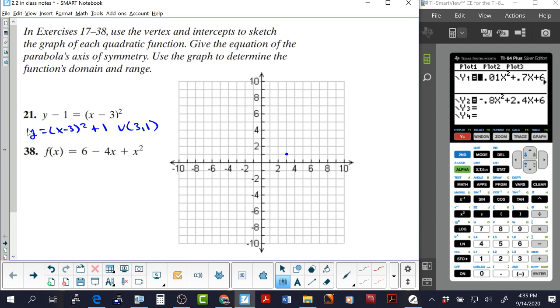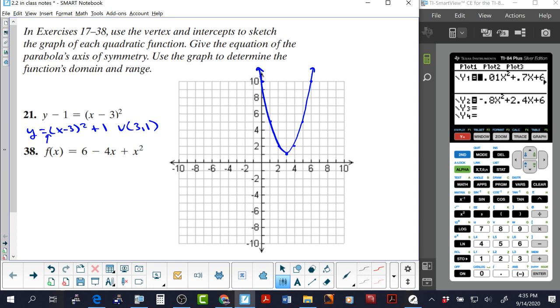To sketch the graph, well, the a, what's in front here, is 1. So that means it opens up and it hasn't been stretched or shrunk. So over 2, up 4: 1, 2, 1, 2, 3, 4. And we can go up here. It just fits for 3 over from the vertex. So there's the graph.